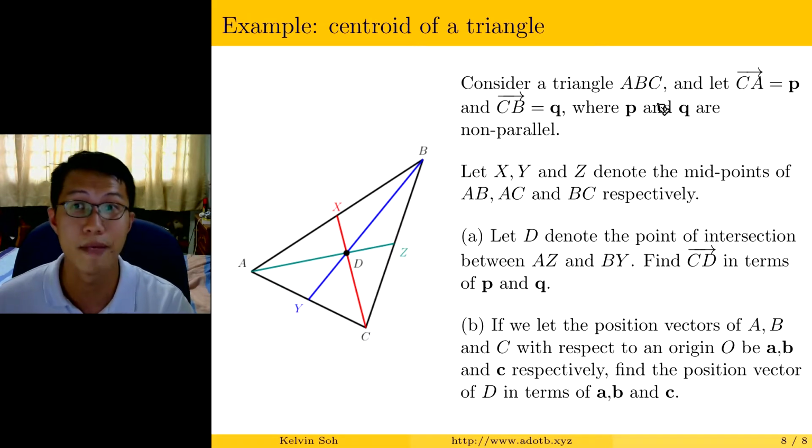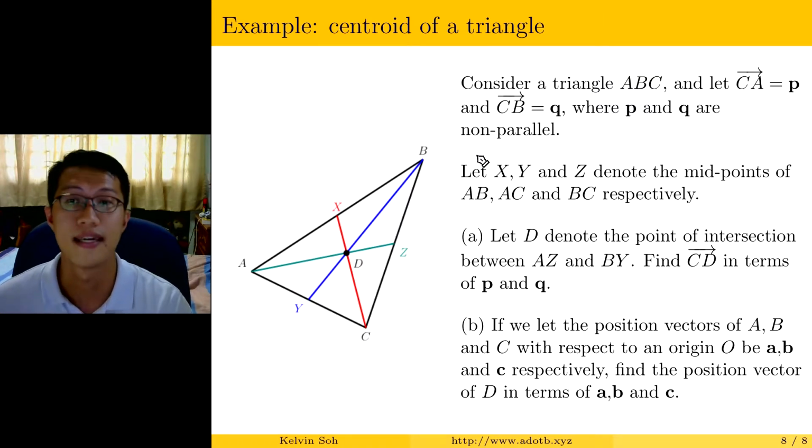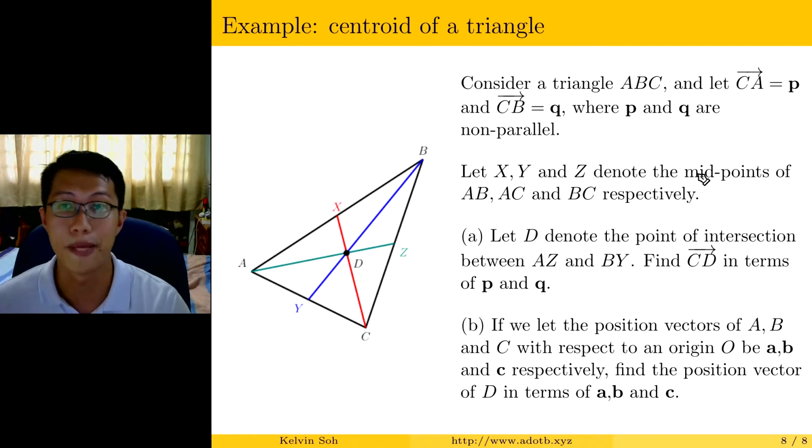Consider a triangle ABC and let CA equal p and CB equal q, where p and q are non-parallel. So we have this vector CA given by the vector p, and CB given by q. For this question, C at the start is behaving like the origin for us. Next, let X, Y, and Z denote the midpoints of AB, AC, and BC respectively, as shown in this picture.